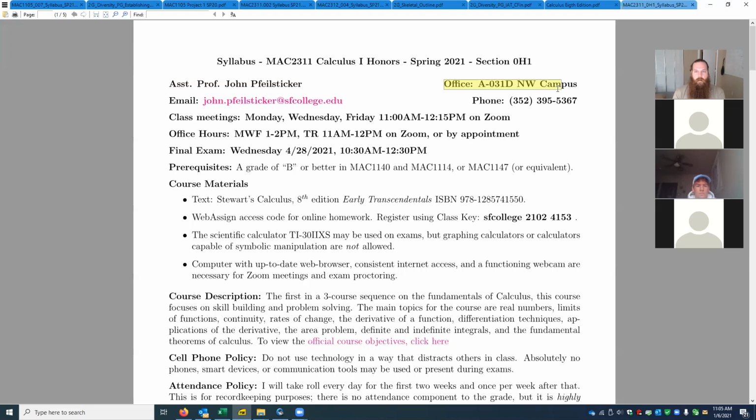My office on campus is A031D, but you won't find me there much because we're still operating remotely due to COVID. Email is certainly the best way to get a hold of me, and this is my email address. You can click this. It's a mail to link, so it will launch your mail client with the email already addressed to me.